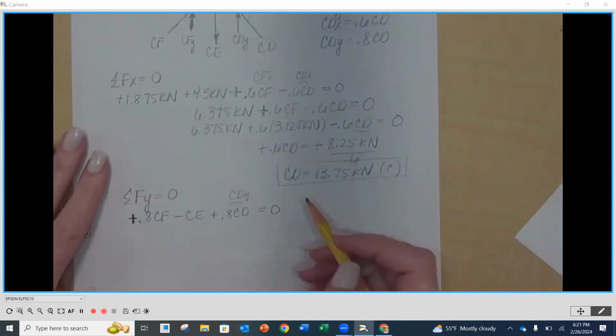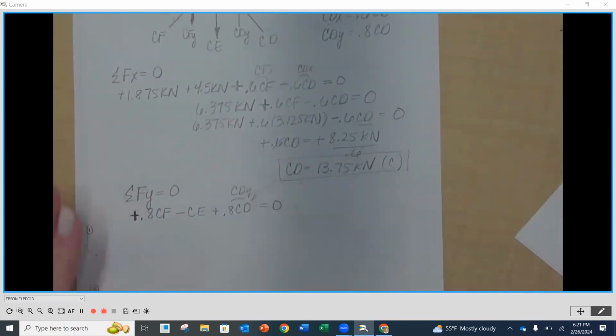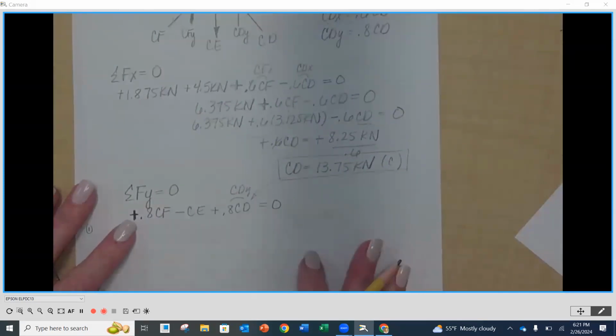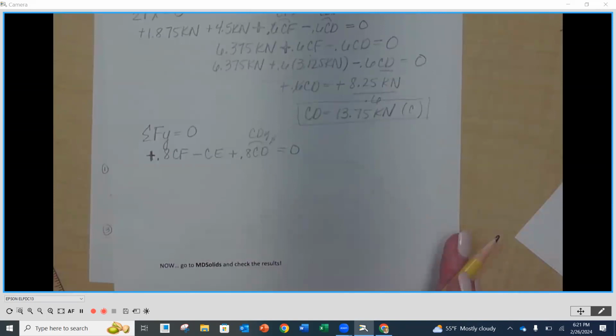And now that we know CD, we can substitute it into there. We know CF to be 3.125. So our only unknown down here is CE. Go ahead and solve for CE.